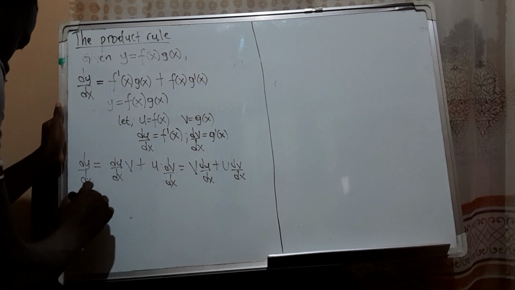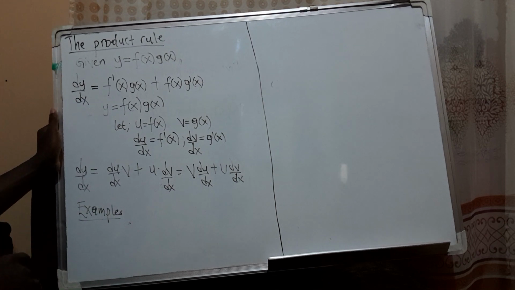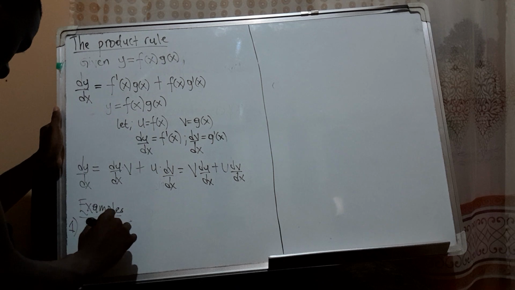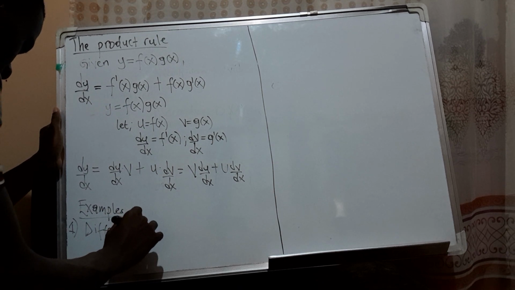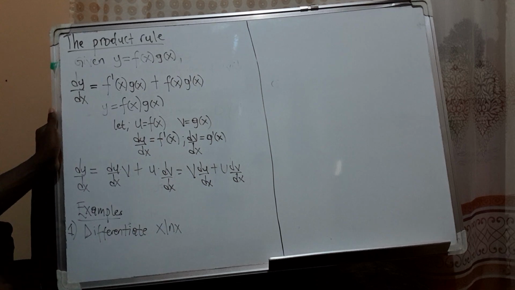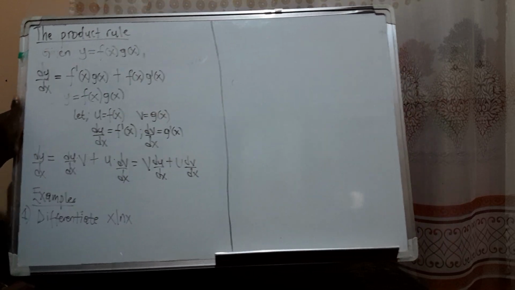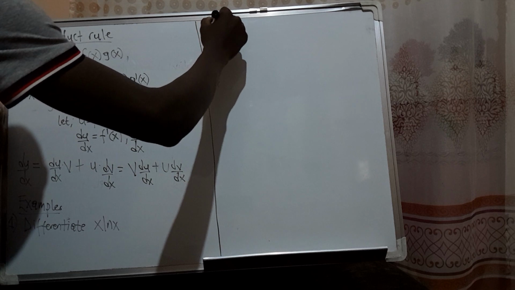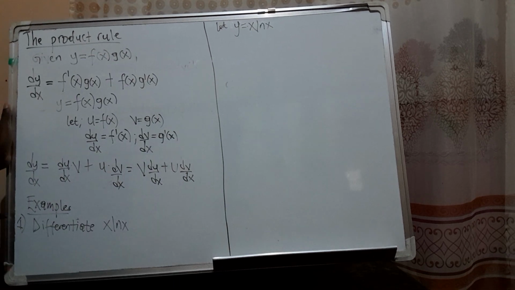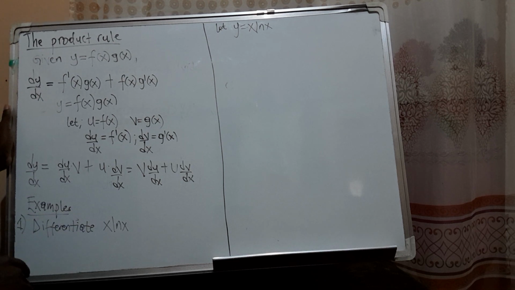Now let us see some examples on how to differentiate functions using the product rule. So part number one, let us see how to differentiate the function x natural log x. We are having that function x natural log x. Let me start by letting y be x natural log x. You're seeing that my y is a product of two functions, x the first function, natural log x another function.